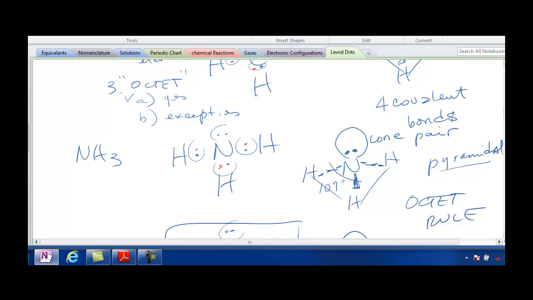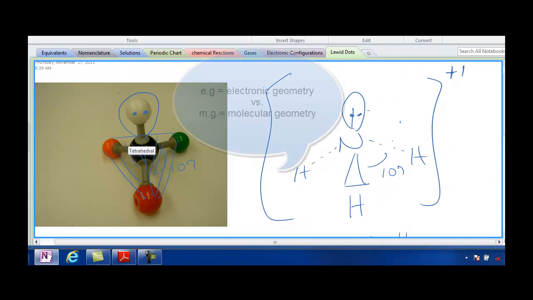Okay, so when I said that NH3 is pyramidal or trigonal pyramid, that is because this is what we see: the nitrogen and the 3 H's, that's your little pyramid. That's one side of the pyramid, another side of the pyramid, and then the back would be the third one. But we're also going to talk about electronic geometry. If we could see electrons, which I know we can't because they are so tiny, you would have 4 clouds of electrons around the nitrogen, and the electronic geometry would be tetrahedral.